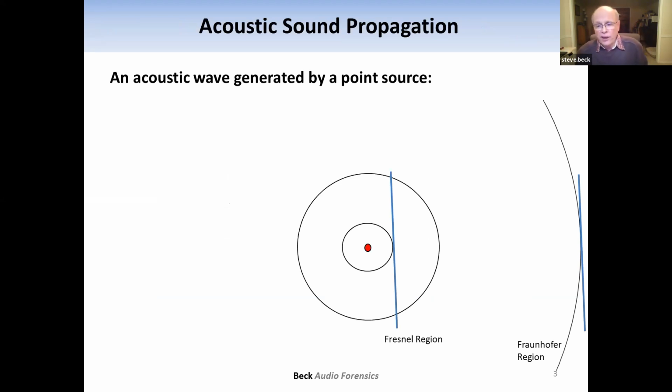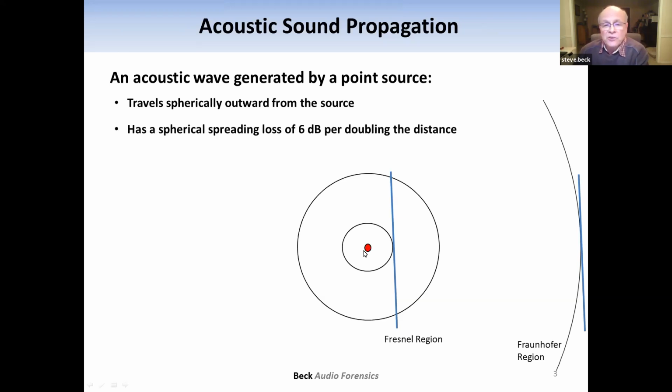So we have a point source represented by this little red dot, okay? Sound will propagate outward spherically from that point. And it has a spherical spreading loss of 6 dB per doubling of the distance. That means that the amplitude is 1/2 every time you double the distance.